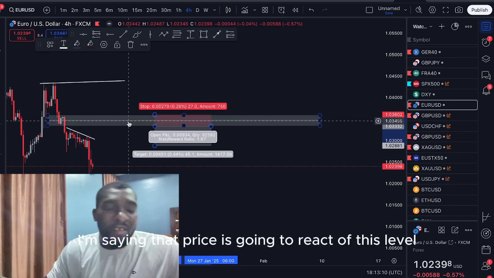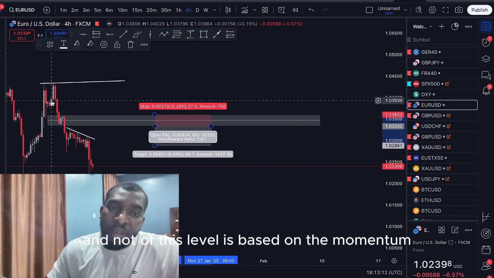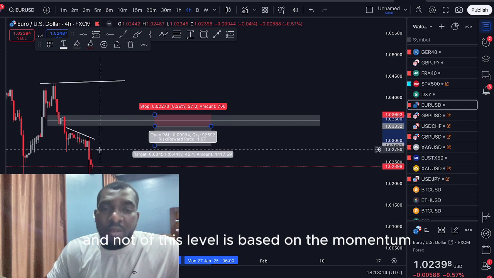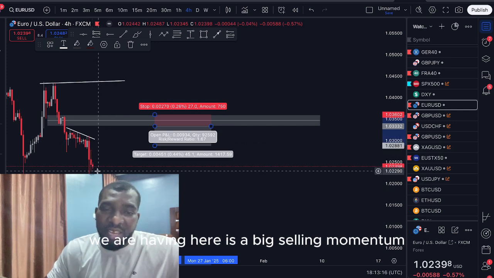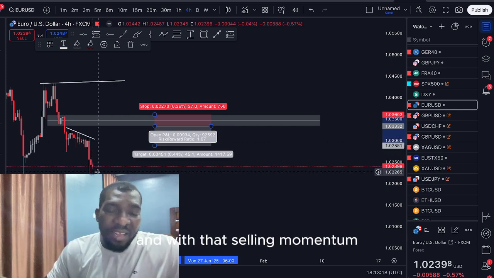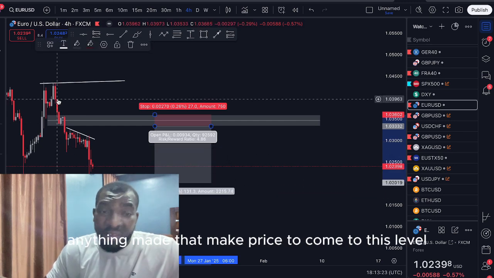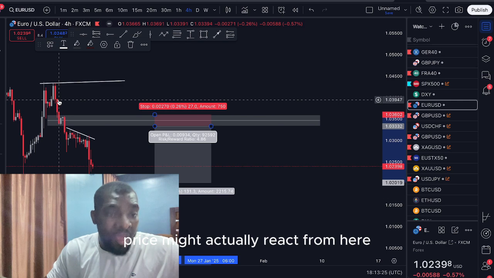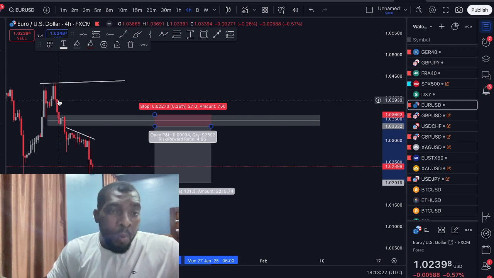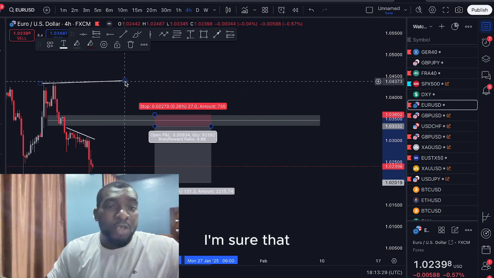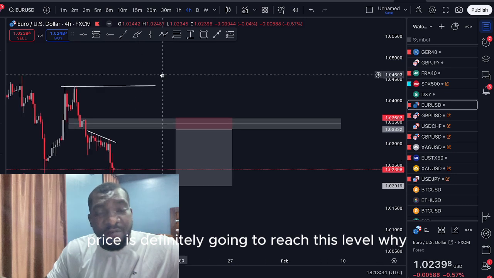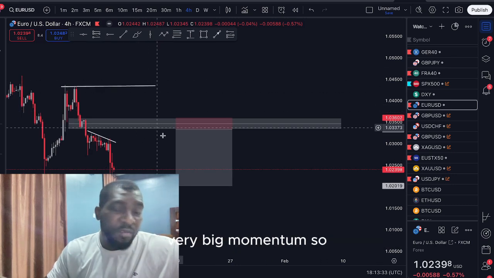Why I'm saying that price is going to react off this level and not off this level is based on the momentum we are having here. It's a big selling momentum, and with that selling momentum, we are not hoping price is going to do anything that makes price come to this level. Price might actually react from here depending on the momentum. But if price should come to this level, I'm sure that price is definitely going to breach this level. Why? Because it's going to come with a very, very big momentum.